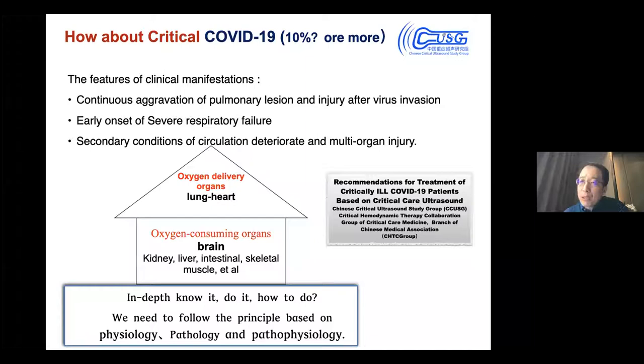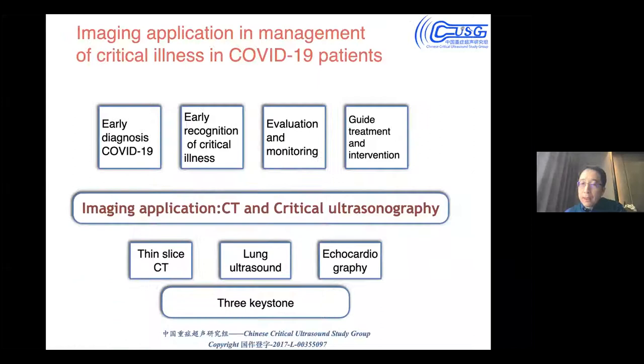So if the lung injury becomes severe, and the patient's clinical manifestations become severe, then other organs, including the heart, kidney, and some other key organs, may become dysfunctional and severely injured. So it's a key point of the clinical manifestation of COVID-19.